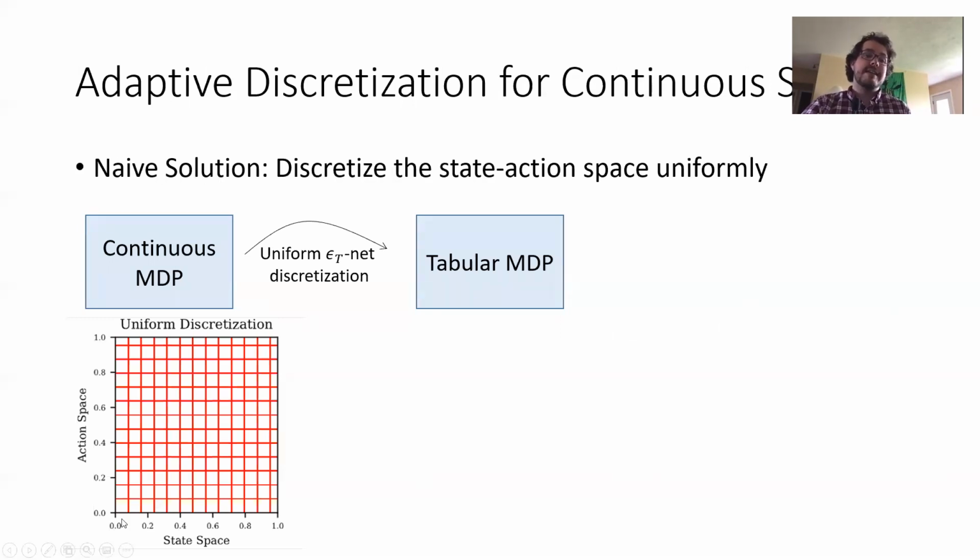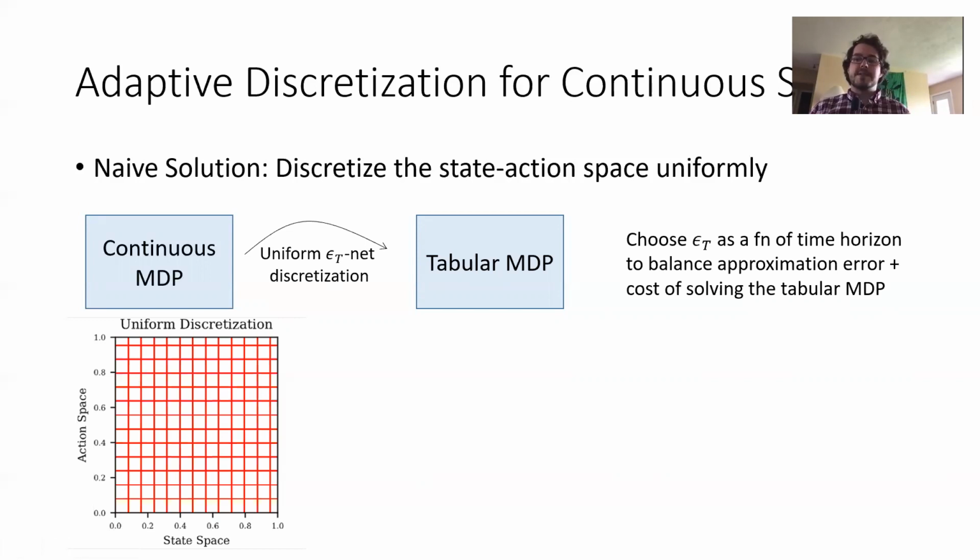So back to the ambulance example, the state space was the location of the ambulance, so the interval 0, 1. The action space was the place you want to move the ambulance to, also the interval 0, 1. And so we pick a fixed discretization of the space based off of some parameter epsilon. Then you pick epsilon as a function of the time horizon in order to balance the approximation error that you get from taking your continuous process and mapping it to a discrete process versus the cost of solving the discrete process, because we already have algorithms that are able to solve reinforcement learning tasks for a discrete space.